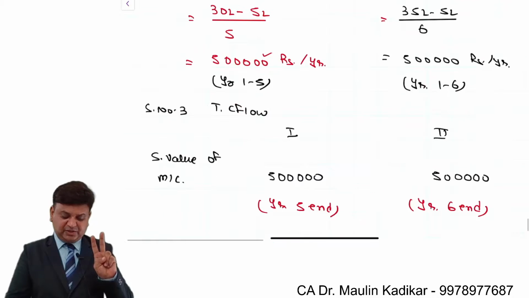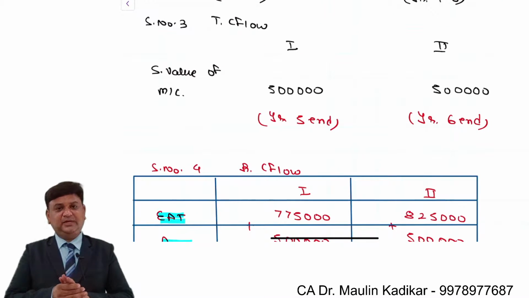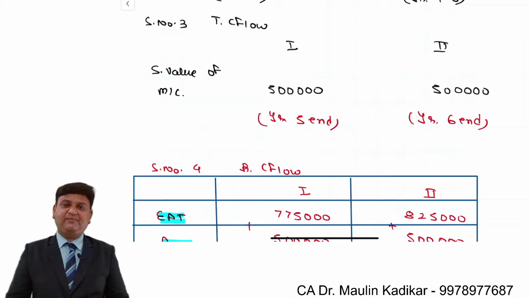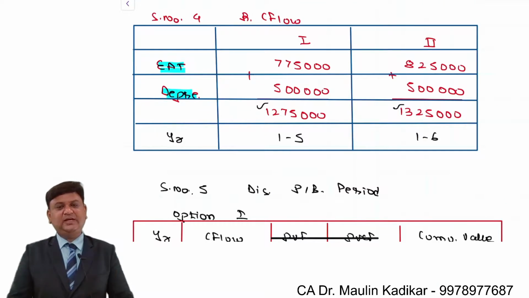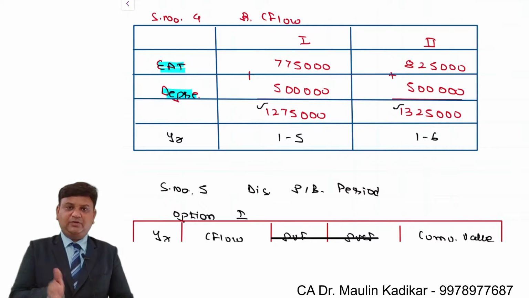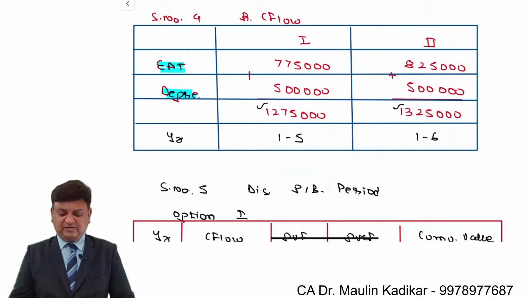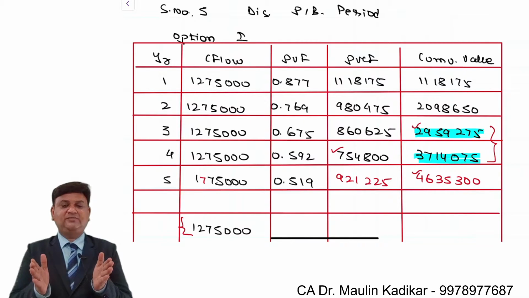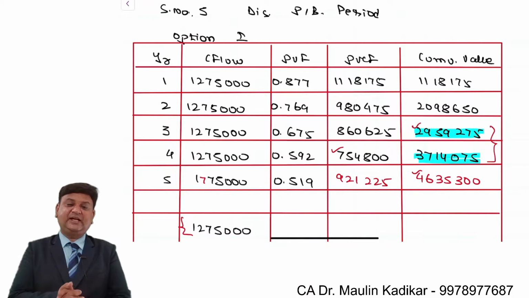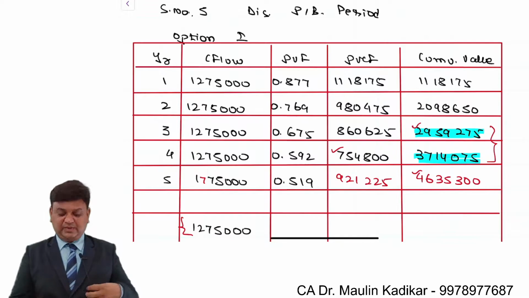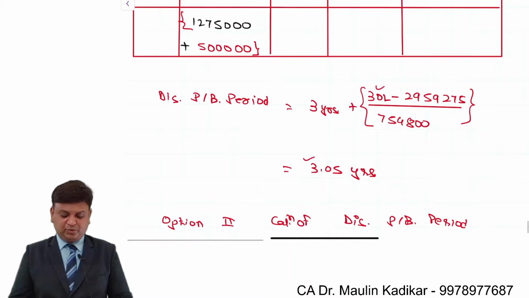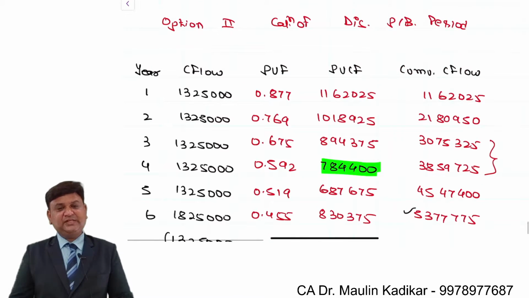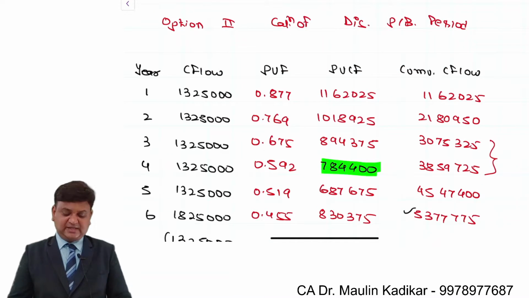So second step is depreciation. Third step is the terminal cash flow. In that, the scrap value of the machinery, there is no working capital. Step number 4, recurring cash flow is also extremely simple. For the first project it is 5 years, and for the second one it is 6 years. Discounted payback period is calculated for the first one. Remember that you cannot have the cumulative working, because exactly the year in which you are able to recover the investment is what you have to compute. For the second option, again the discounted payback period is calculated.